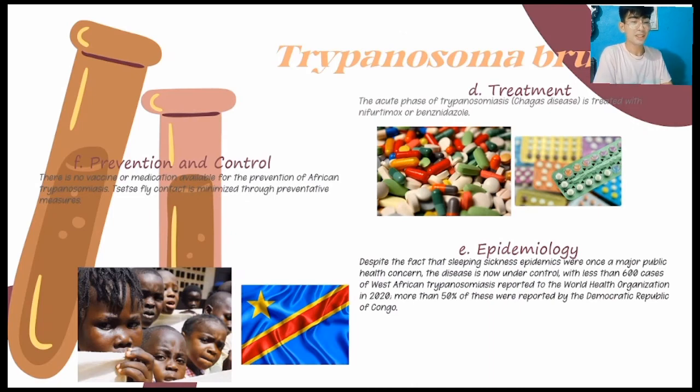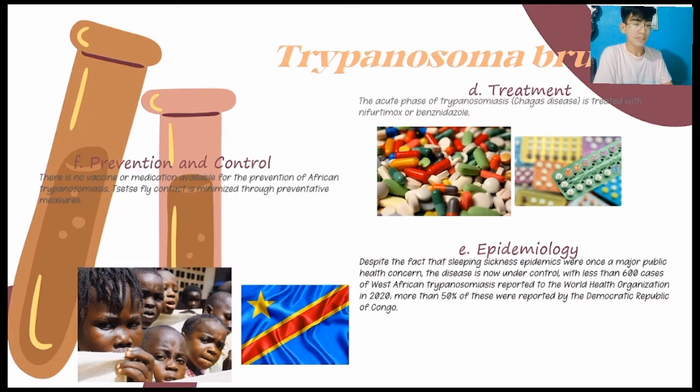Treatment. The acute phase of trypanosomiasis or Chagas disease is treated with nifurtimox or benznidazole. Prevention and control. There is no vaccine or medication available for the prevention of African trypanosomiasis. Fly contact is minimized through preventive measures.